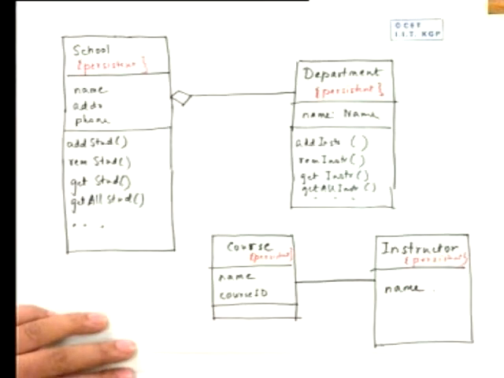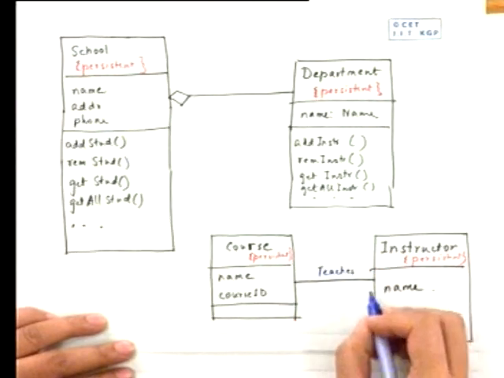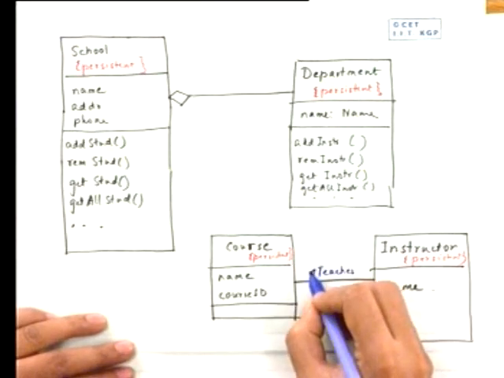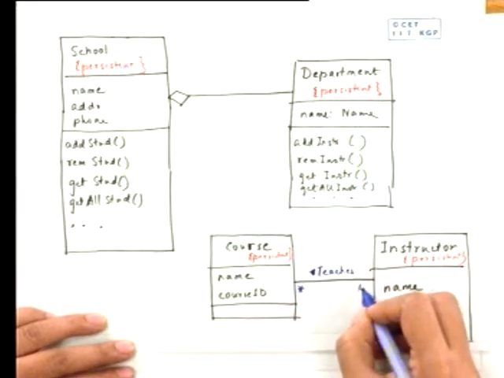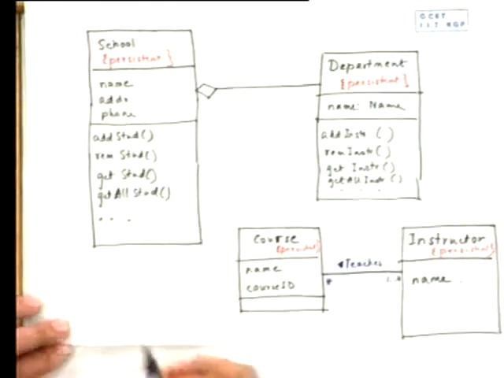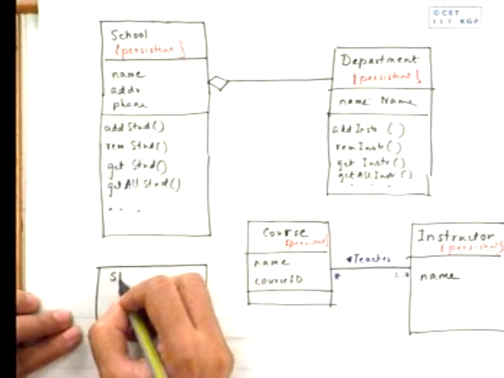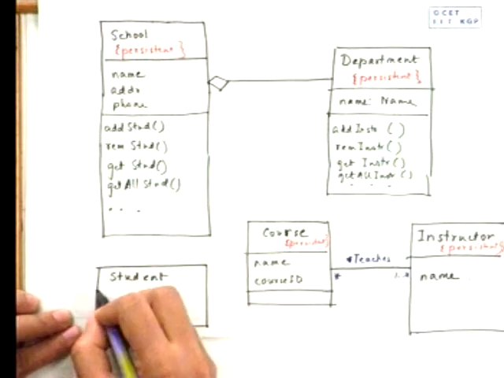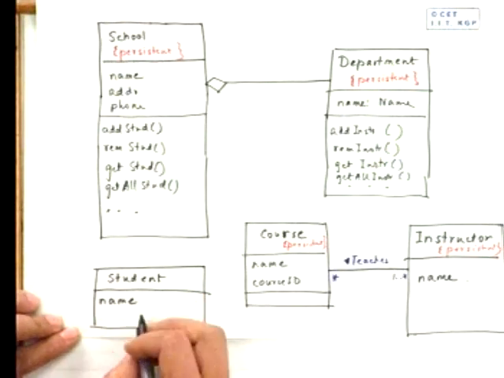Now let us look at the relationships between these classes. First, between course and instructor, there is a relationship which is the teaches relationship. This is the teaches relationship between course and instructor, and the direction of teaching is in this way. And the multiplicity of the relationship is star in this direction and 1 ... star in this direction. Then, we have forgotten the student class. We also need to have a class called the student. Student is again a persistent object, and the attributes of student are name and student ID.